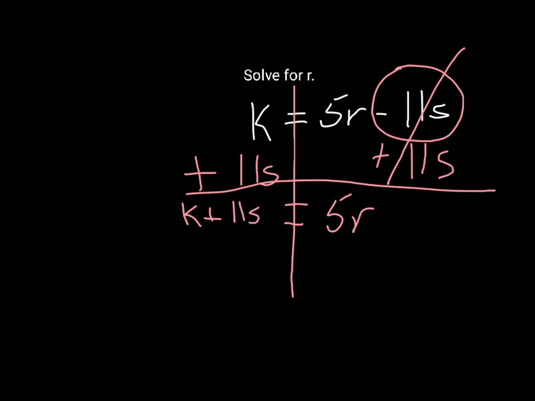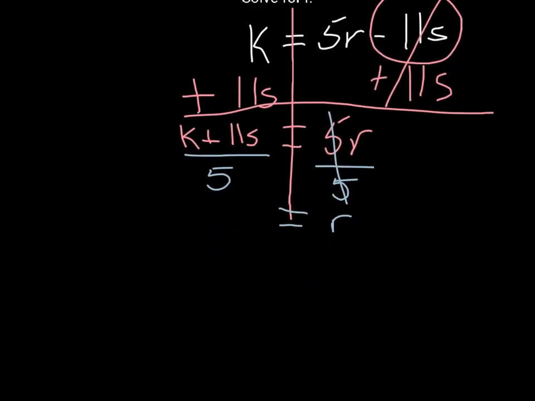Okay, so that's what we have at this point. We still want to get this r by itself. It's being multiplied by 5, so we are going to divide by 5. That cancels out and gives us our r by itself, which we're trying to solve for. And we're going to divide the left side by 5, because whatever we do to one side, we do to the other. So we end up with this expression right here.